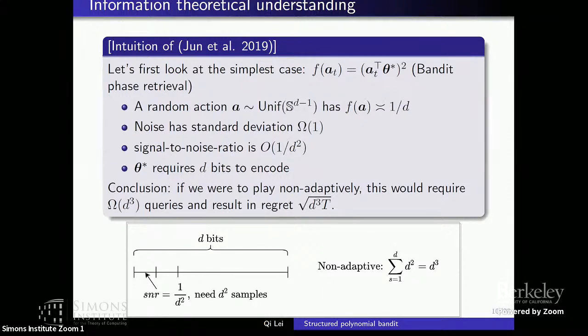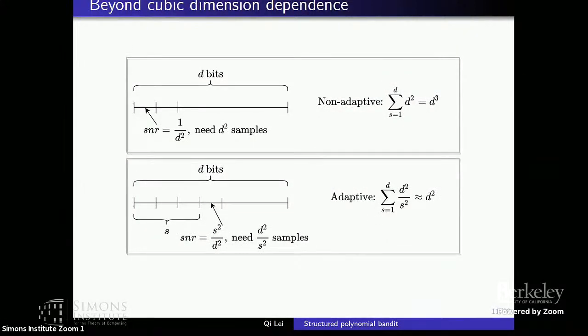In the meantime, to learn the optimal reward, we will need all the directions of theta star. Since it is d-dimensional, it requires at least d bits to encode. So if we played non-adaptively, for each bit, SNR is 1 over d squared. We need d squared samples, and altogether, we will need d cubed samples to learn all the directions. So this is the intuition of the previous result, why we have the d cubed dependence. But that is not a very smart idea.